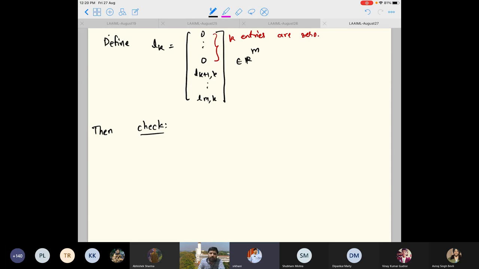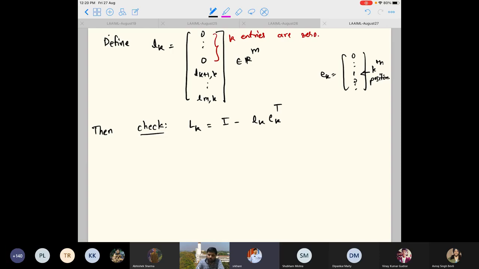Okay, so this multiplication I want you to do now. This matrix LK is nothing but identity minus LK EK transpose. Can you check that this really happens? What is EK transpose? EK is our standard unit vector 0, 0, 1, 0, 0, with the 1 at the kth position. Okay, so this is our standard unit vector.